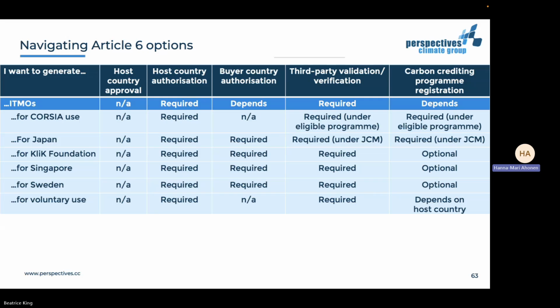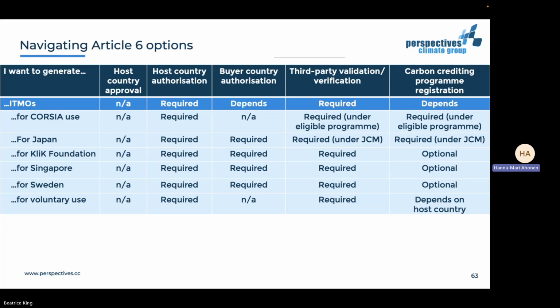Now, do you need a third-party validation? That is actually a requirement. ITMOs need to be verified. But who is that third party? That depends. For CORSIA, it needs to be under an eligible program. CORSIA has particular carbon crediting programs, you have to use them. And then you also have to get the registration under that program. If you want to sell ITMOs to CORSIA, you have to check and use particular programs.